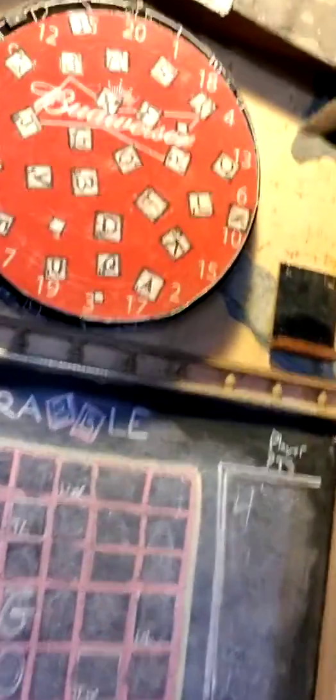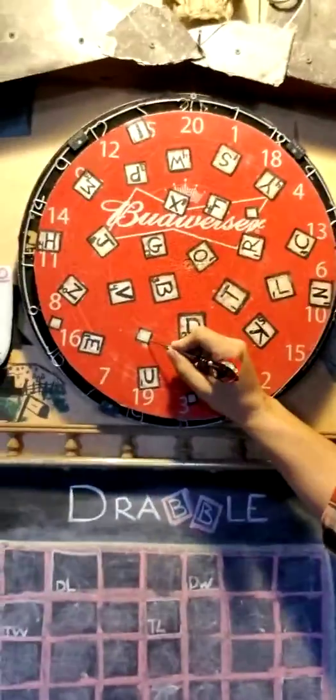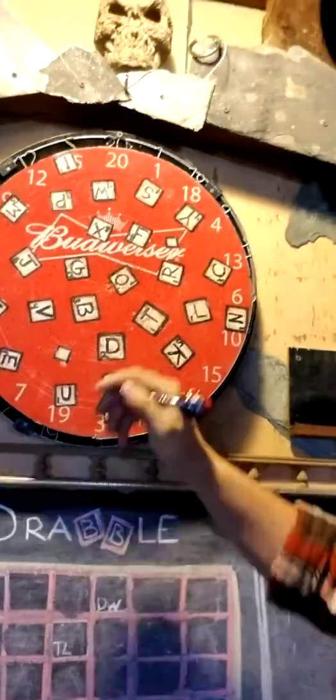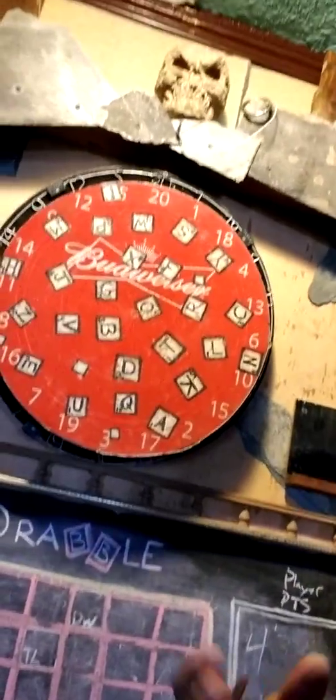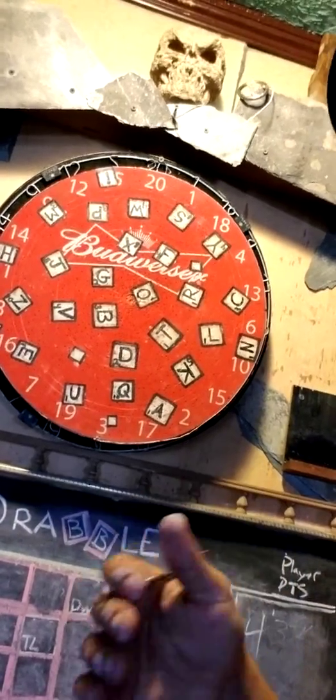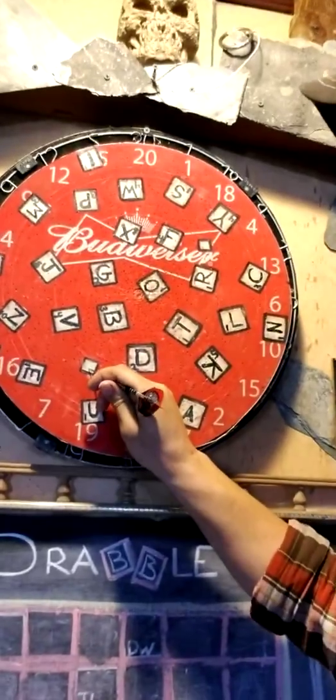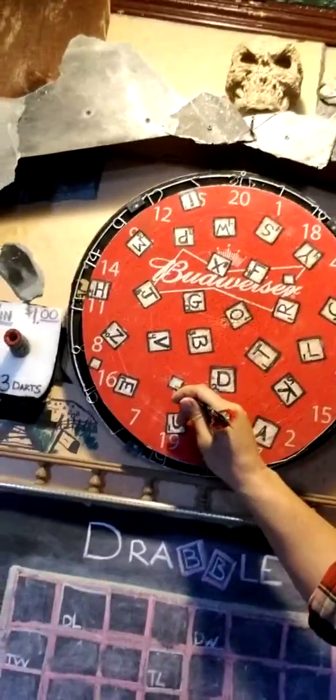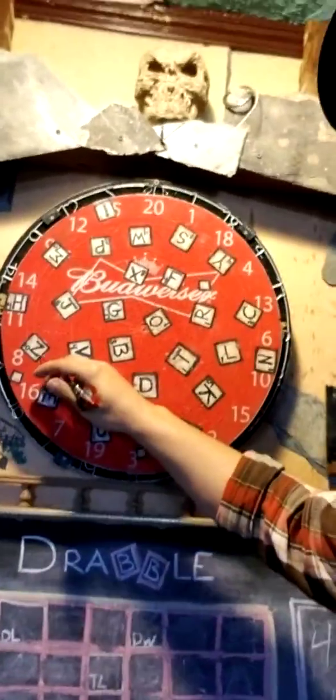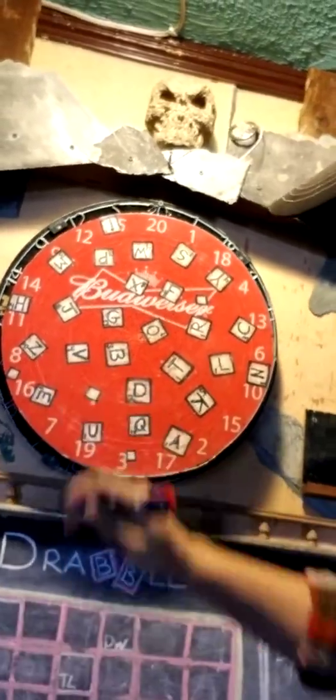Now, if at any time you hit the blank squares, that's a freebie. You can pick any letter you want, and you get the points for the letter you pick. So, for example, if I hit this blank square and I wanted it to be a Z, I will still get the 10 points that a Z offers.